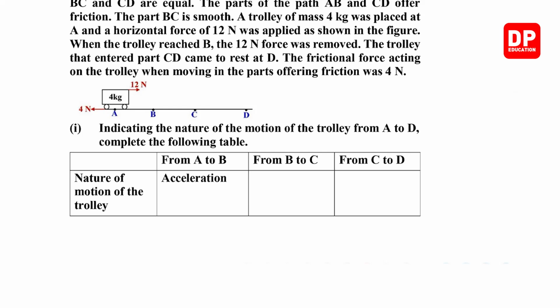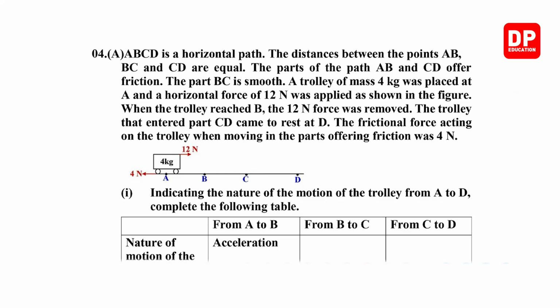So question number 4. This, you all know, normally is a physics related question. If you look at part A, ABCD is a horizontal path. Here they have shown the horizontal path ABCD. I'll read the question first. You can see ABCD. The distances between the points AB, BC and CD are equal. So from AB, BC and CD, the distances are equal.